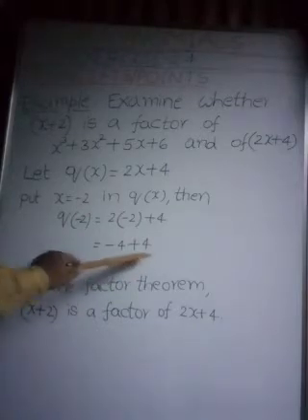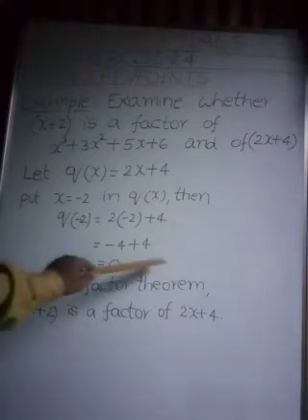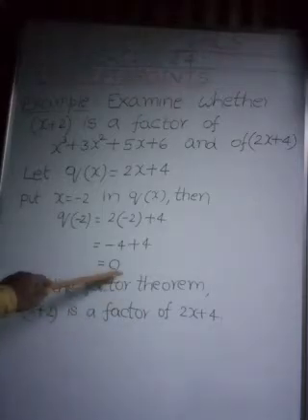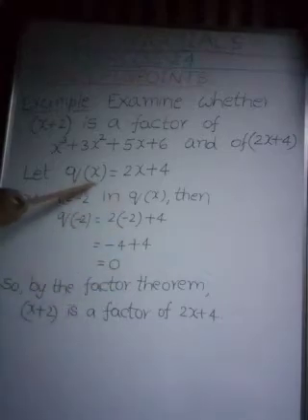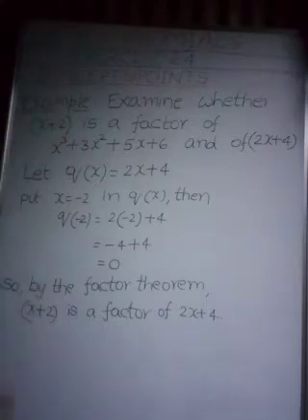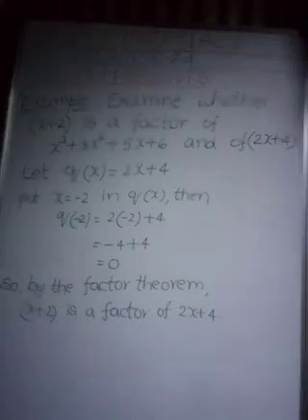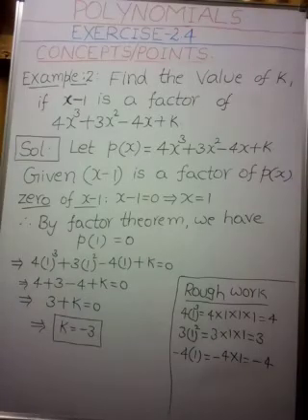Right. Now we simplify these 2 terms. Minus 4 plus 4. What will you get here? The 2 terms get cancelled. Finally we get here 0. It means we got remainder 0 when this polynomial is divided by x plus 2. Understood, my dear children? Right. So by the factor theorem, x plus 2 is said to be a factor of 2x plus 4. Understood this point, my dear children? Right. Now let us take another example which is based on the factor theorem.